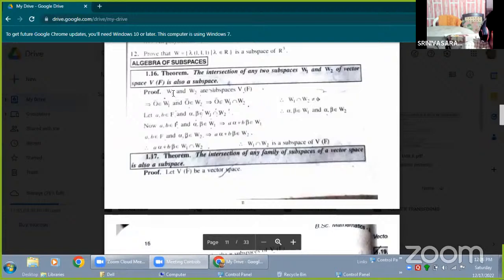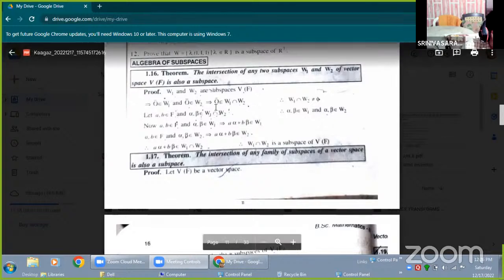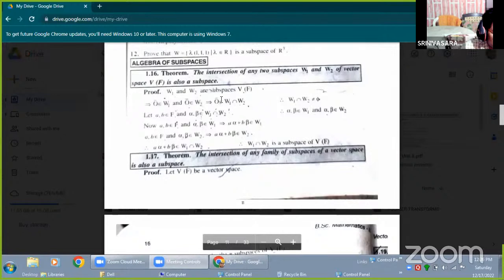Here, first of all, the zero vector is in W1 and the zero vector is also in W2. Therefore, the common element, the zero vector 0 bar, is in W1 ∩ W2. That's why the intersection of the subspaces is non-empty. At least one element is there, so it is non-empty.